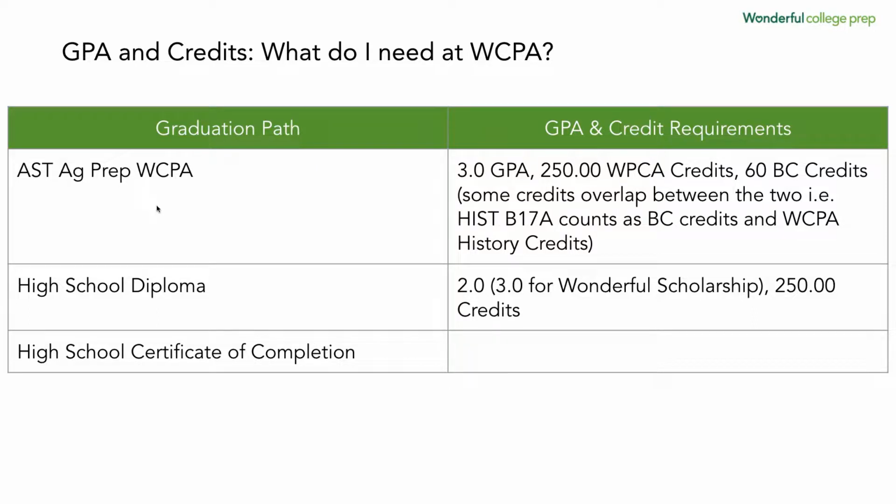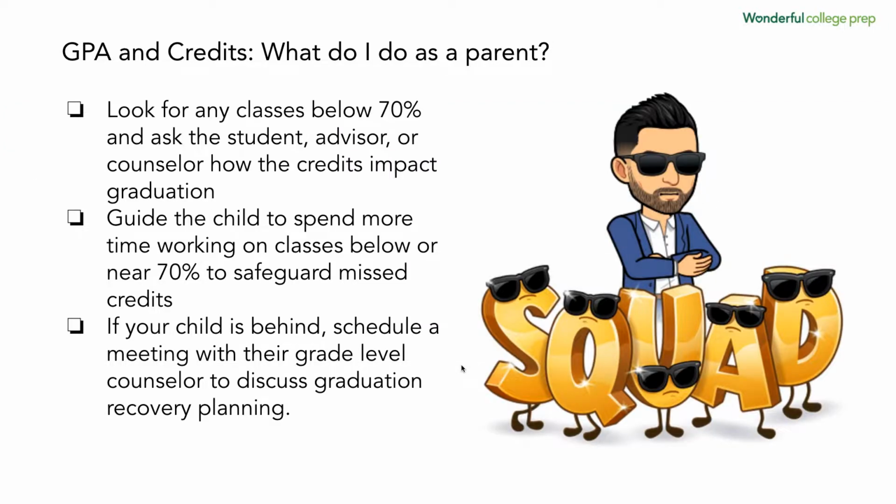So if you're currently in the ag prep track looking for your associates, you really need to hit the 3.0 GPA and above. You need to have 250 credits from WCPA. You need to have 60 BC credits. And note that some of your courses will overlap in both of these categories. If you're looking for your A through G in your high school diploma, you're looking more at a 2.0, 2.5 and above, as well as 250 WCPA credits. And this completion down here is more on an individual track.